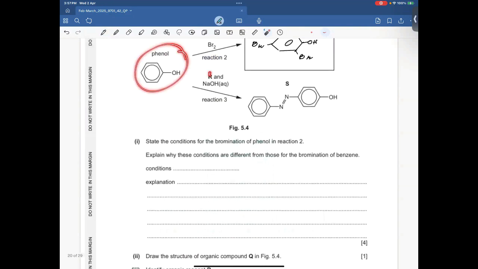When this phenol reacts with R in the presence of NaOH and forms a dye, obviously R needs to be an aromatic amine. R needs to be an aromatic amine because azo dyes are always formed through aromatic amines. State conditions for aqueous bromine. Condition: aqueous, room temperature and pressure.